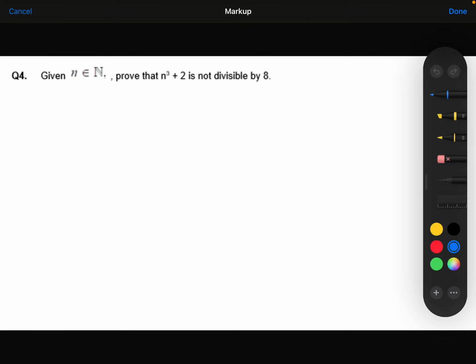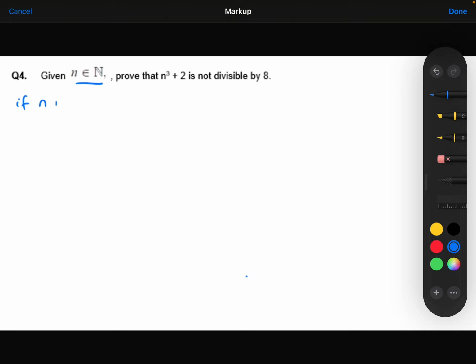Given that n is a natural number, prove that n cubed plus 2 is not divisible by 8. So n being a natural number, I'm going to split all of those natural numbers up into even integers and odd integers. And then I'm going to try and show that this statement is not divisible by 8 in both of those.